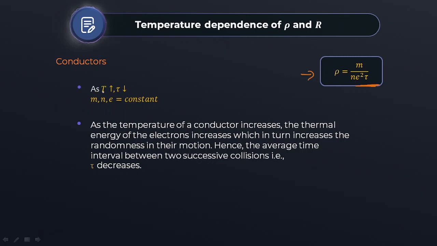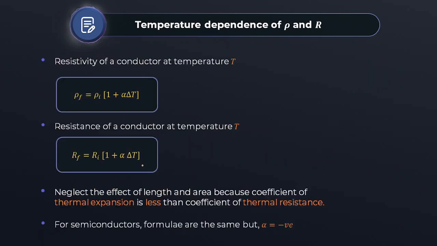Now, next is in case of conductors, we have rho that is m upon n e square tau. So, if we increase the temperature, then tau will decrease. Relaxation time will decrease, collision will increase, right? So, if tau decreases, that means rho will increase, yes or no? As the temperature of a conductor increases, the thermal energy of the electrons increases, which in turn increases the randomness in their motion, and of course, collisions will happen. Hence, the average time interval between two successive collisions, tau, will decrease, right? If tau decreases, of course, resistance will increase.